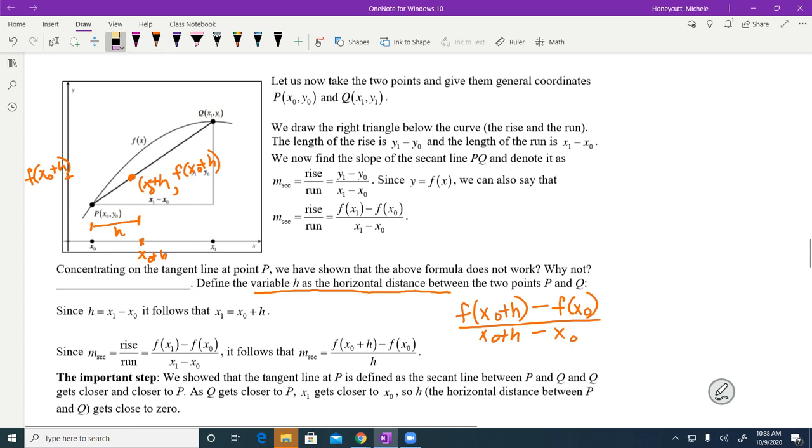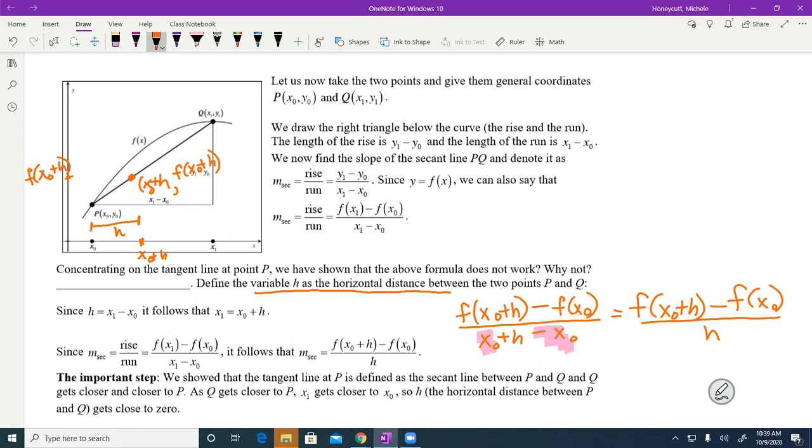And let me rewrite this part. So the x0 plus h is coming from here, x sub 0 plus h. And then there are some like terms here, x0 minus x0 cancels out. And so that does simplify to f of x0 plus h minus f of x0 all over h.